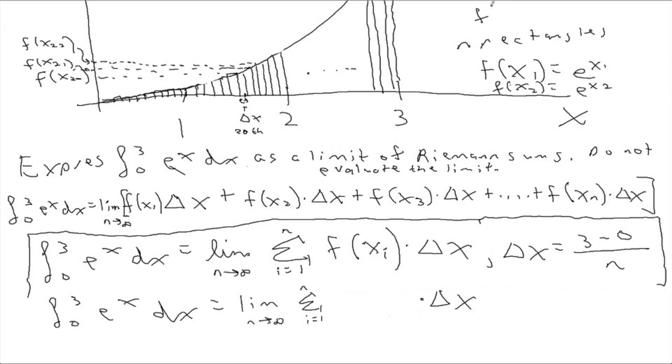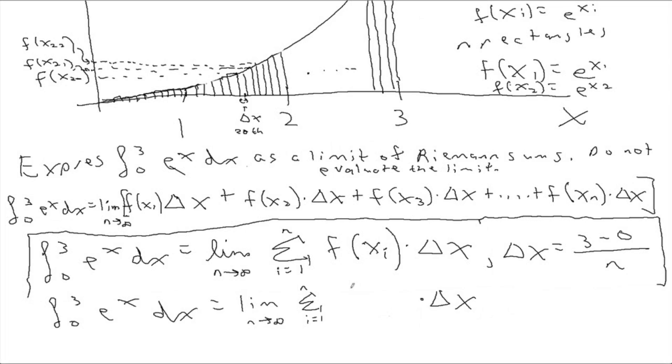So what would be f of xi? E raised to xi. What does this mean? This is the height of the ith rectangle. Well, how would you find the height of the ith rectangle? You would take the ith sample point and plug it into the function.